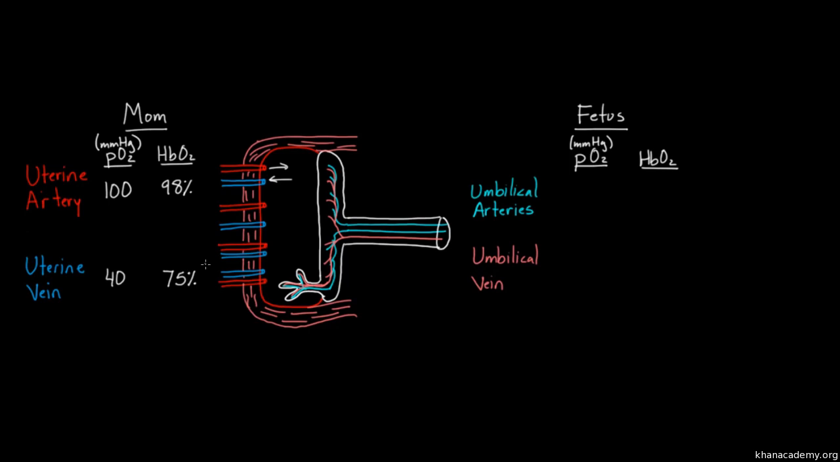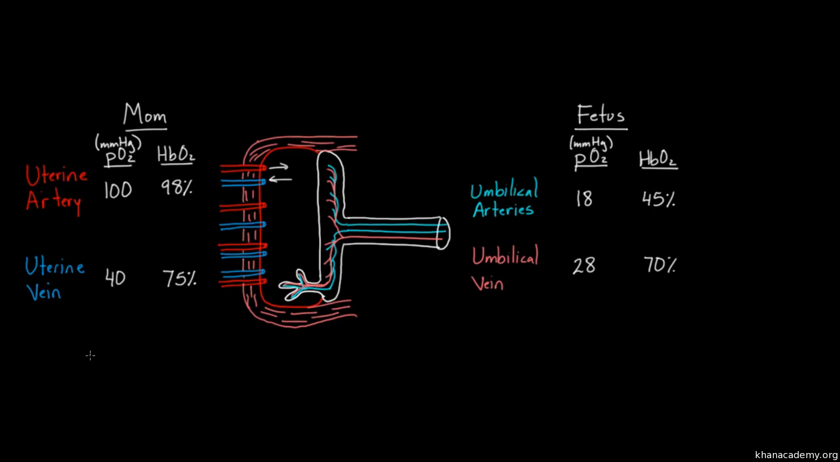On the baby side, we actually have much lower numbers. So the umbilical arteries have a dissolved oxygen estimated to be about 18. And only about 45% of their hemoglobin, remember they have hemoglobin F, is going to be bound to oxygen. And on the umbilical vein side, it's about 28, so a little bit higher. And about 70% is bound to hemoglobin. So these numbers are what we estimate.